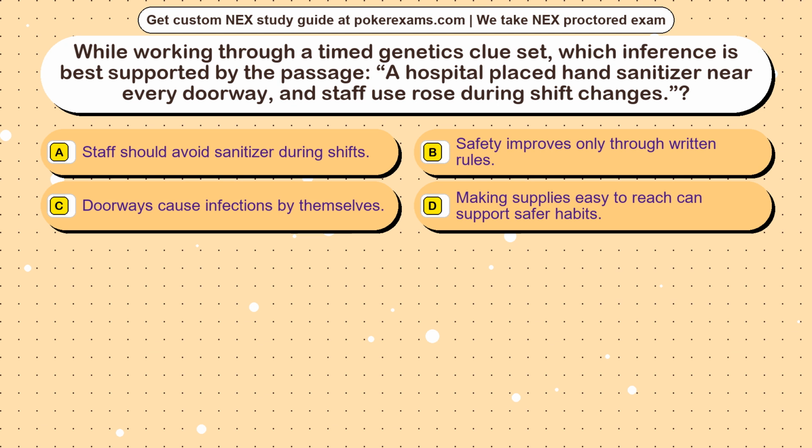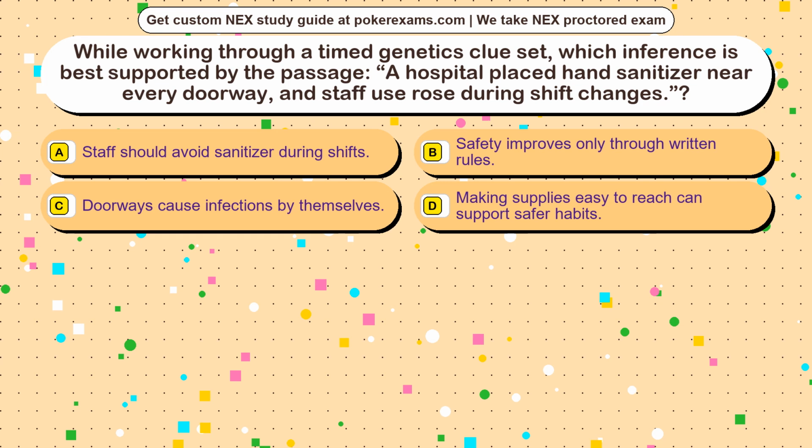Question 8. While working through a timed genetics clue set, which inference is best supported by the passage? A hospital placed hand sanitizer near every doorway, and staff use rose during shift changes. Option A. Staff should avoid sanitizer during shifts. Option B. Safety improves only through written rules. Option C. Doorways cause infections by themselves. Option D. Making supplies easy to reach can support safer habits.